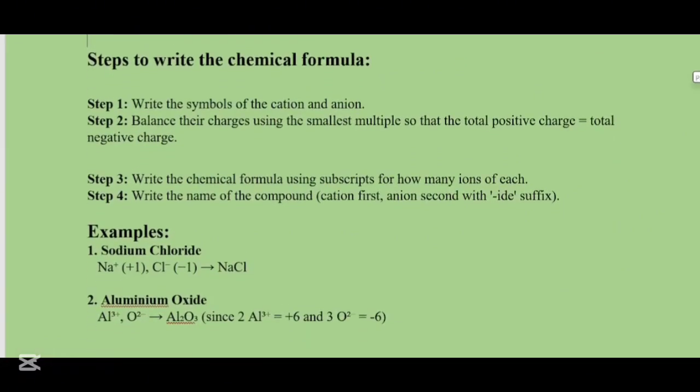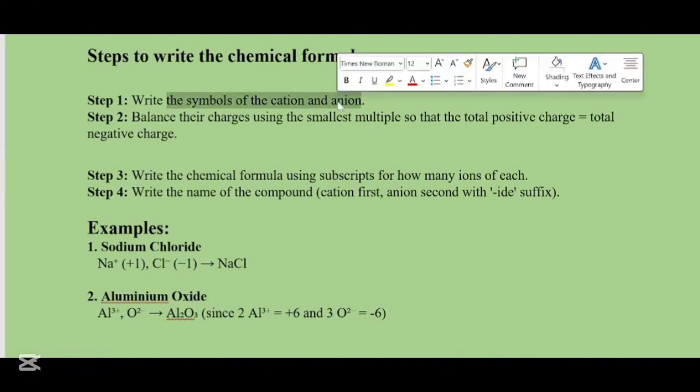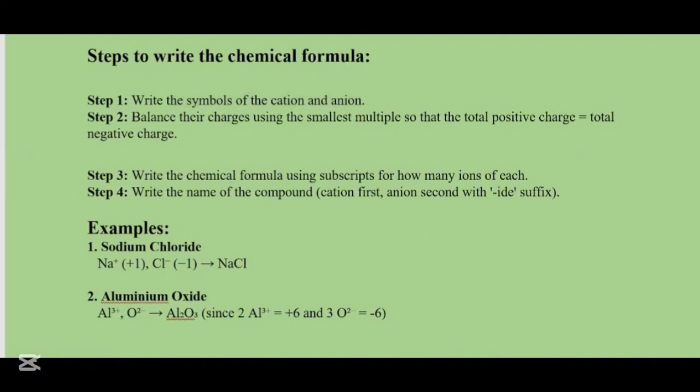Now we have some steps to write the chemical formula. You need to write the symbols of the cation and anion. This is the first step. The second step is to balance their charges using the smallest multiple so that the total positive charge will be equal to the total negative charge. Like NaCl, Na has a +1 charge while chlorine has a -1 charge. So their charges are balanced. This means that their total positive charge is equal to their total negative charge.